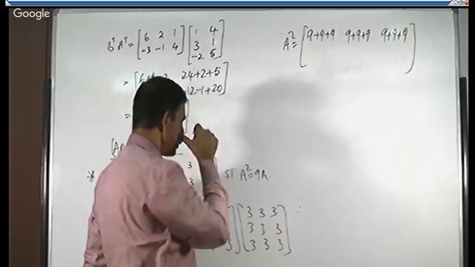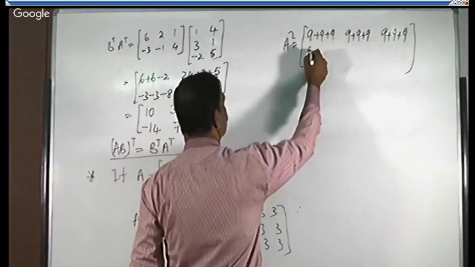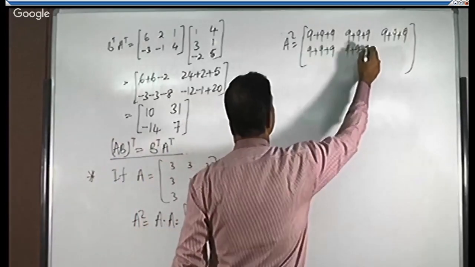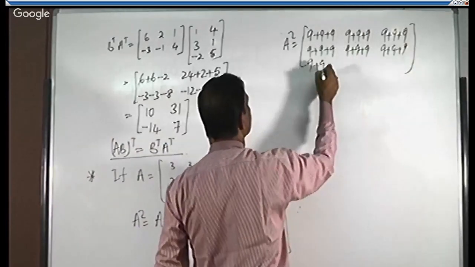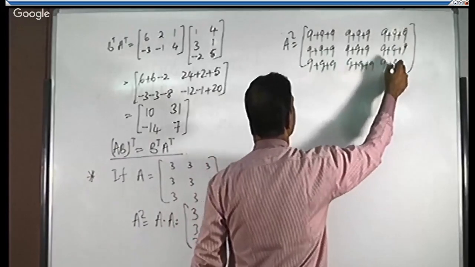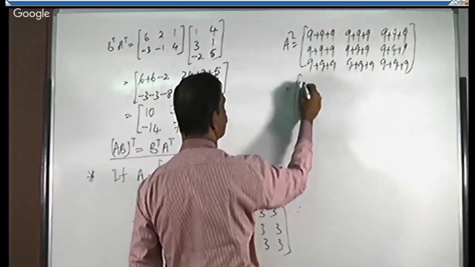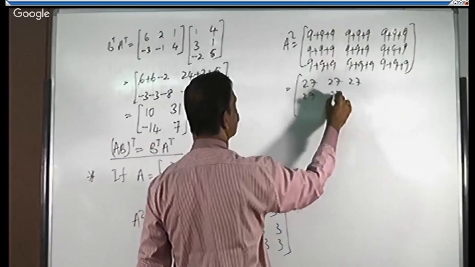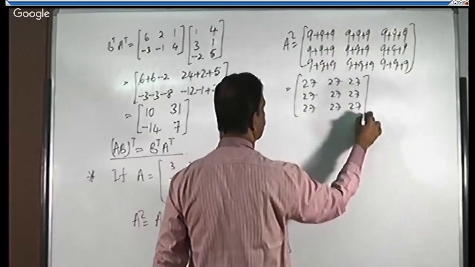See, all elements are identical in both the matrices. The product is always getting same. See, 9 plus 9 plus 9, 9 plus 9, 9 plus 9 plus 9. It is also 9, 9, 9, 9 plus 9 plus 9. So answer is what? 9 plus 9, 18 plus 9, 27. 27, 27, 27. All elements are equal to 27.